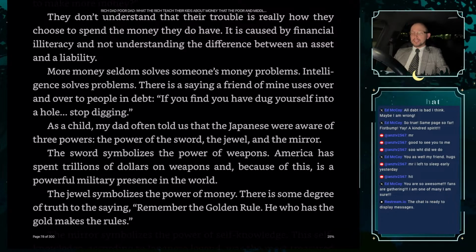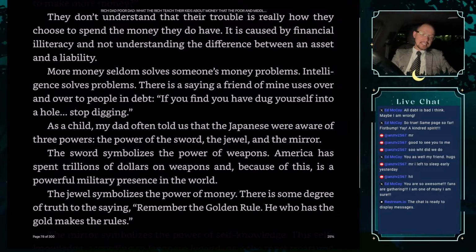More money seldom solves someone's money problems. Intelligence solves problems. There is a saying a friend of mine uses over and over to people in debt: if you find you have dug yourself into a hole, stop digging.